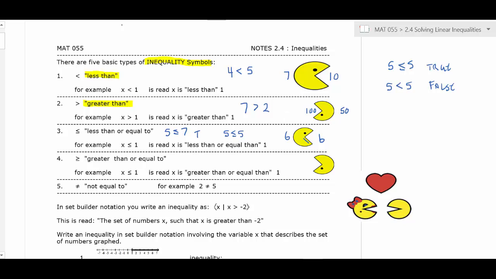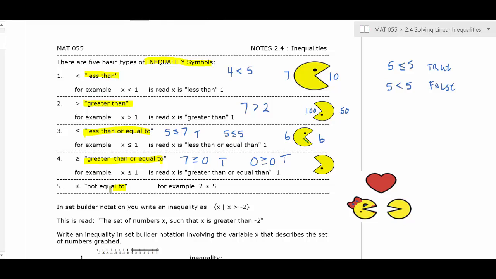Then we have the greater than or equal to symbol, which works in a similar way. For instance, you could have 7 is greater than or equal to 0. That's a true statement. Or you could have something like 0 is greater than or equal to 0. That's also a true statement because they're equal to each other. What's important is to get what inequality symbols are, whether they're true or false, and what these 4 different statements are. The one that we see also is not equal to.